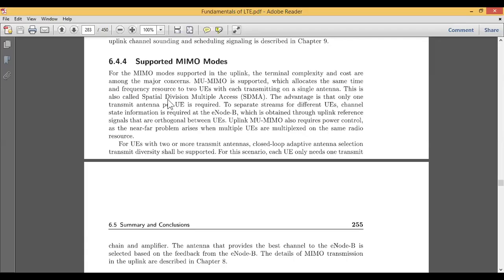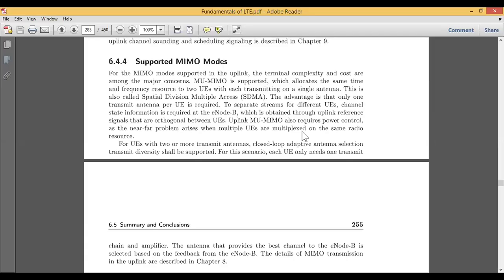And other than that, there should always be orthogonality, or the channel should be orthogonal, or the signals should be orthogonal between each user entity. And based on this, the uplink MIMO system requires power control, as the near-far problem arises when multiple user entities are multiplexed, because one user entity cannot be at one place. One will be at one point, another will be far beyond that point. So if the distance is varying, then there is a problem of power issues, because less distance means less power consumption; more distance means more power consumption, right?